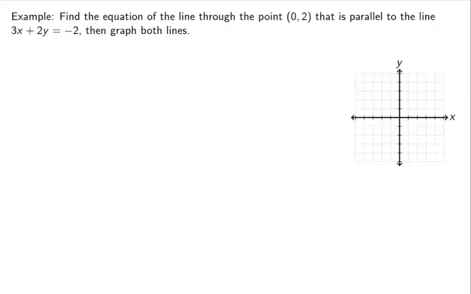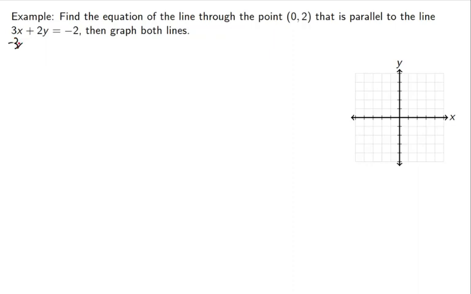Let's try to do one. Find the equation of a line that passes through the point 0, 2 and is parallel to this given line. And then we're going to graph both of them. Parallel lines have the same slope. That's important. So the first thing we need to do is figure out, well, what is the slope of this line? Probably the easiest way to find it at this point is putting it in slope-intercept form.